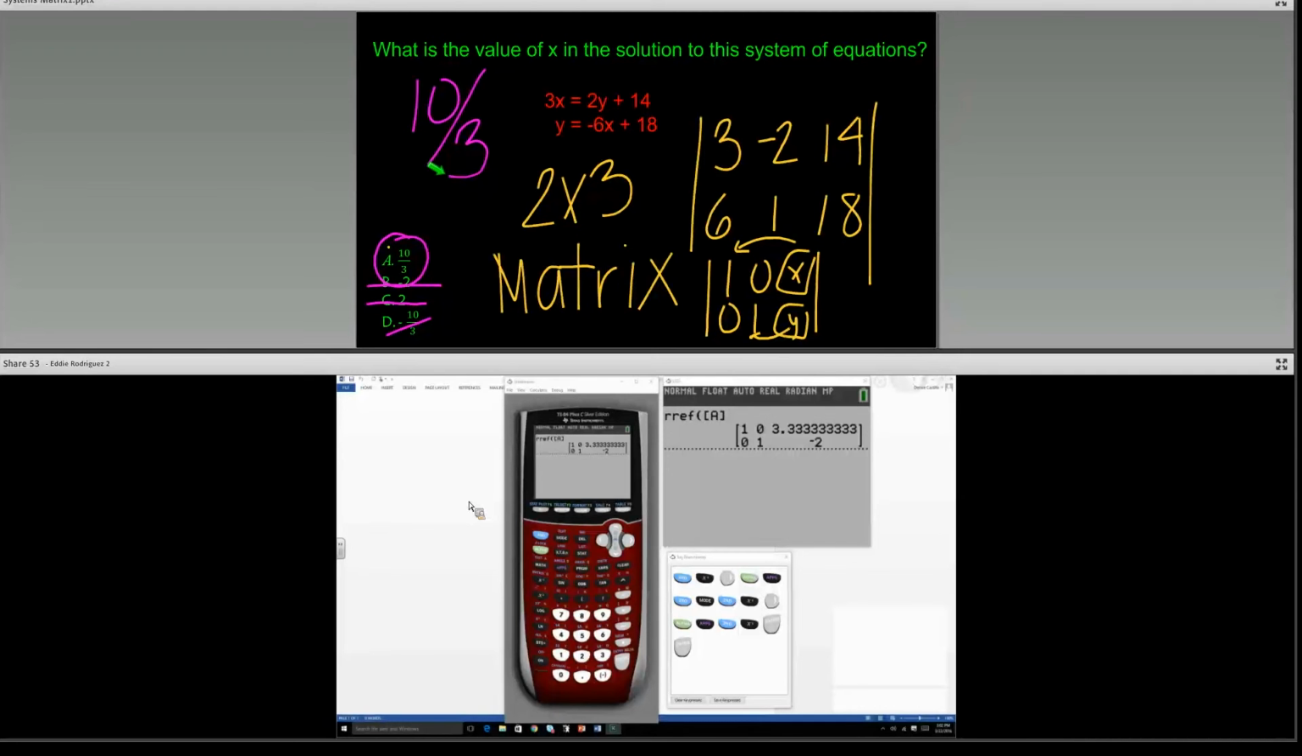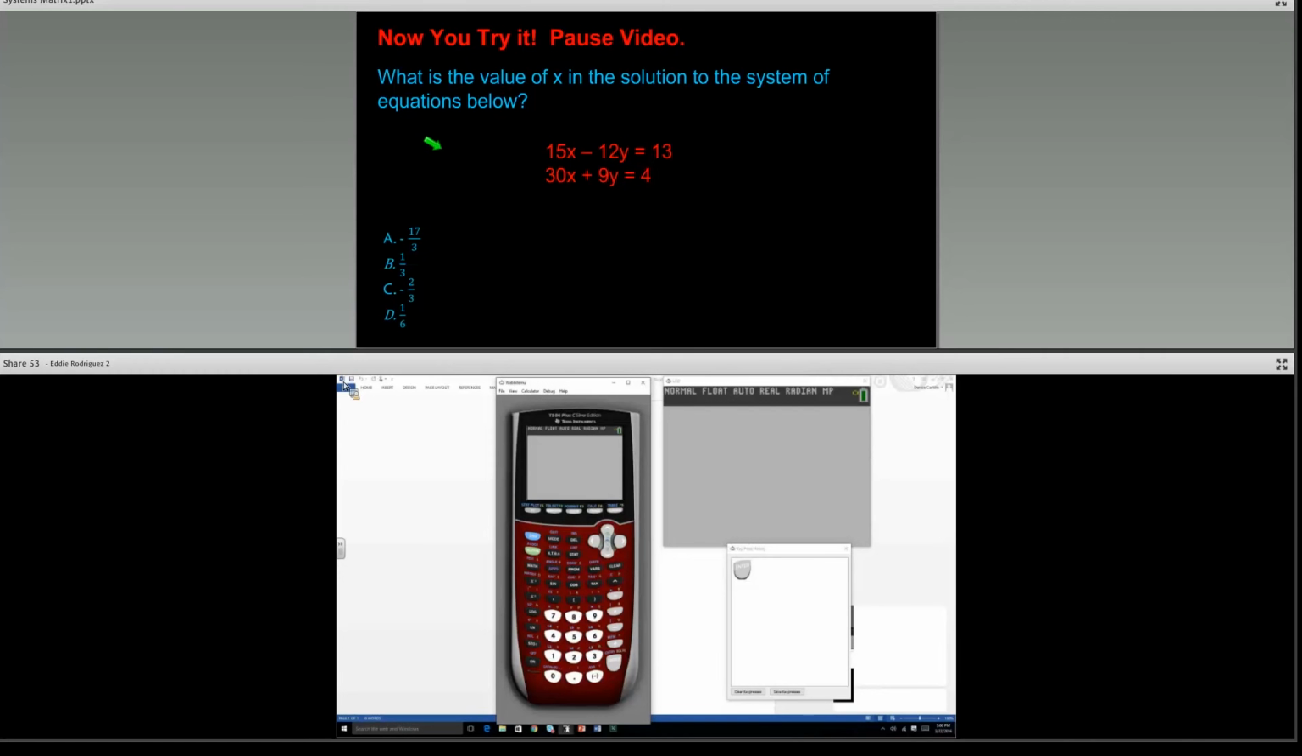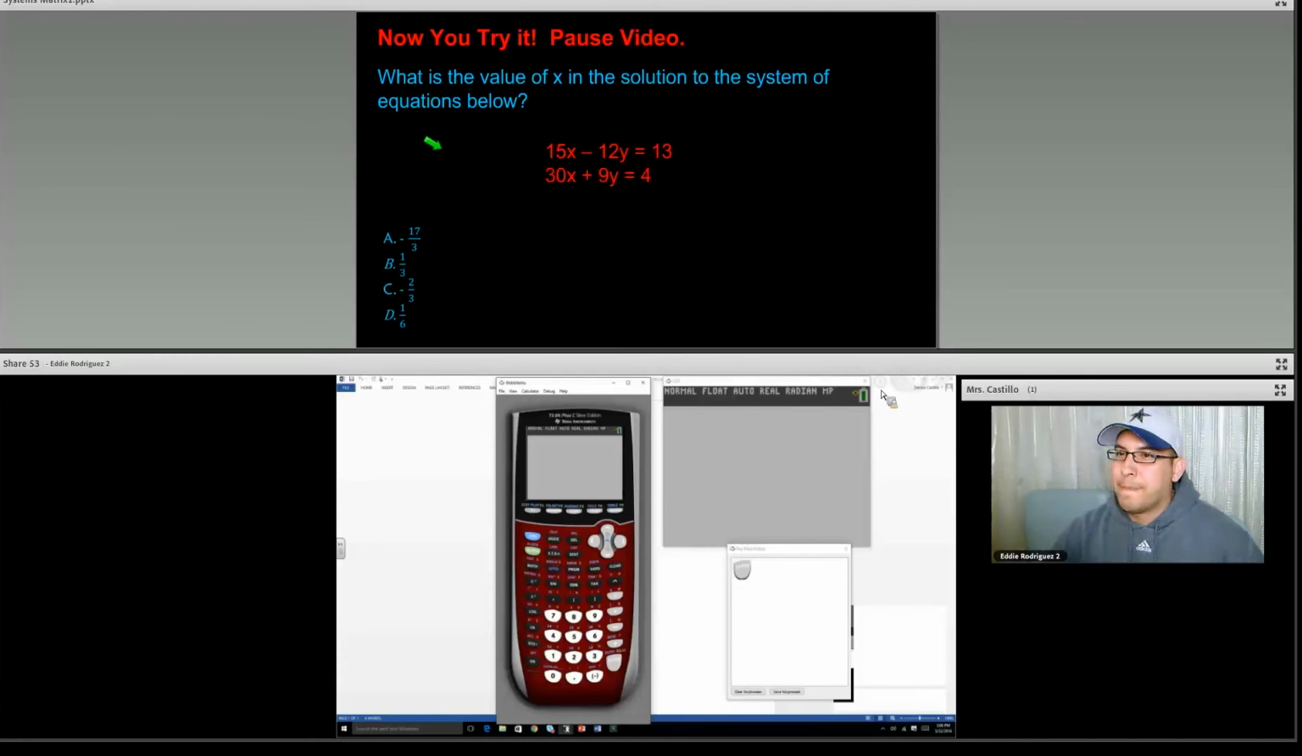Now we're going to look at this problem, and we're going to have my student Eddie work this problem. Hi, I'm Eddie, and I'm going to give it a try. So what I'm noticing here is that it's already set up for me. Both equations are in standard form. So all I got to do is put this into matrix form. So let's give that a try.